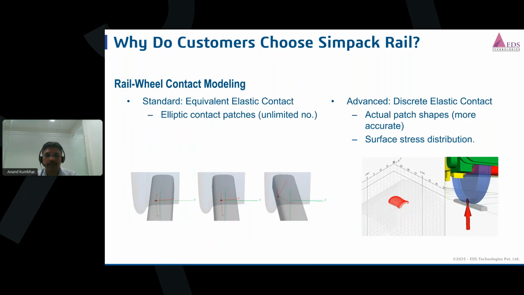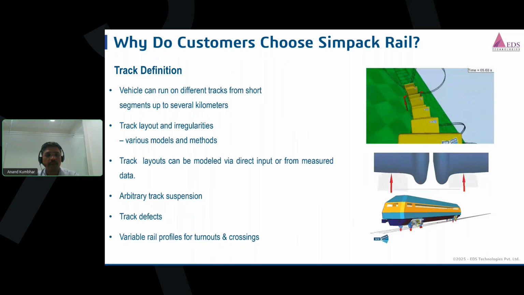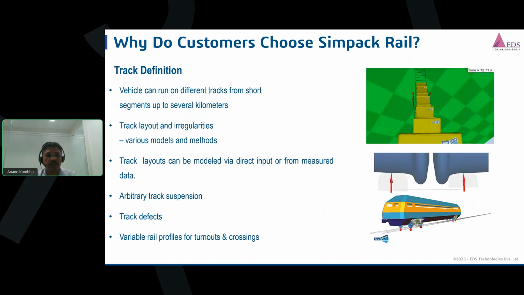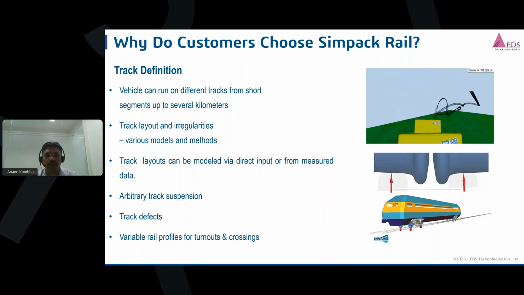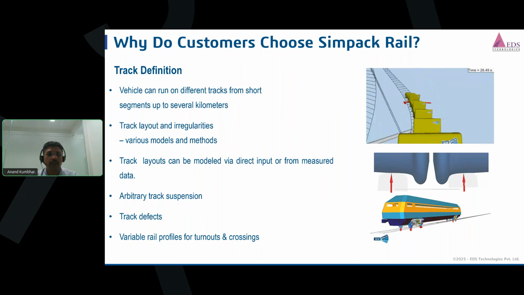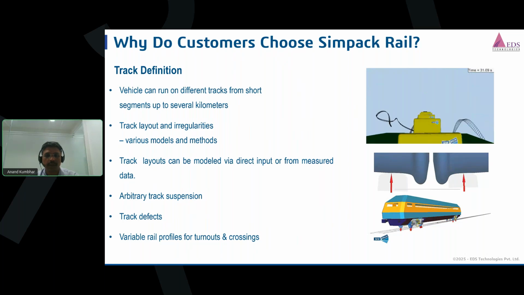Next slide. Okay, so for track definition, the vehicle can run on different tracks, from short segments up to several kilometers. Here we can do the track layout, and we can also include the irregularity of the track. Various methods are available. Track layouts can be modeled via direct input from Simpack, or if you have measured data, that can also be imported. We can also model the track defects. We can also model the variable rail profiles for turnouts and crossings.